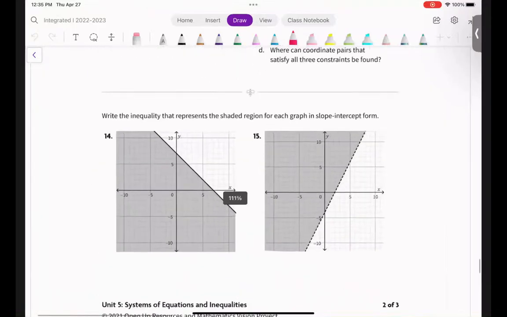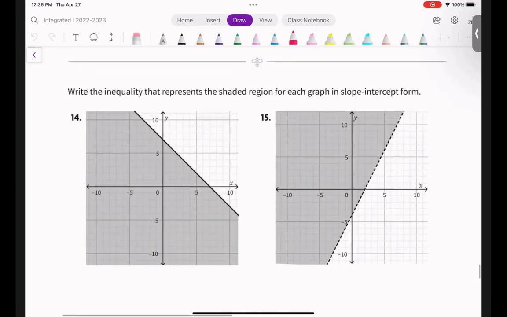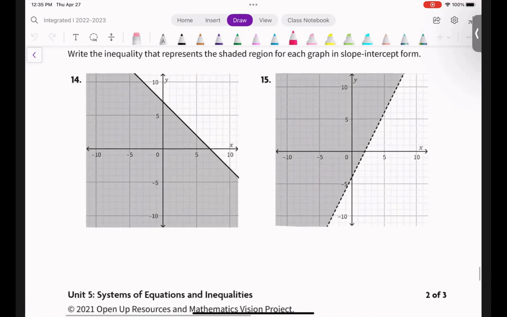Welcome back. We are going to write the equation or inequality from a graph. Okay. So the very first thing that I do is I start pulling off information that I know. The easiest way to pull off equations here is going to be y equals mx plus b.